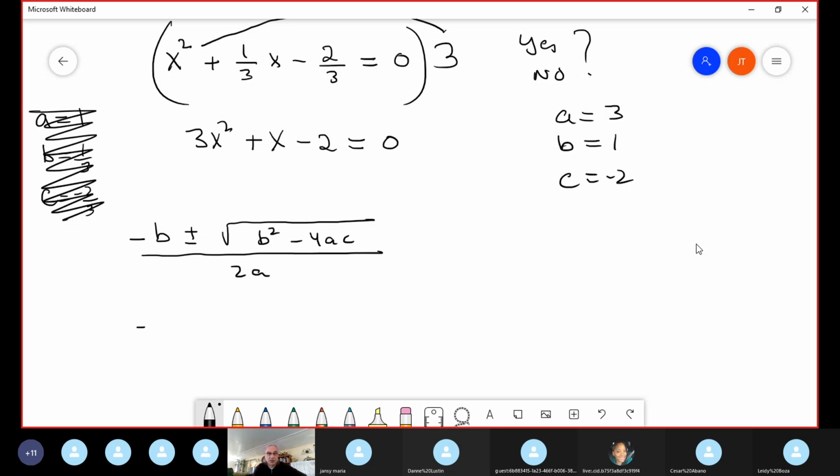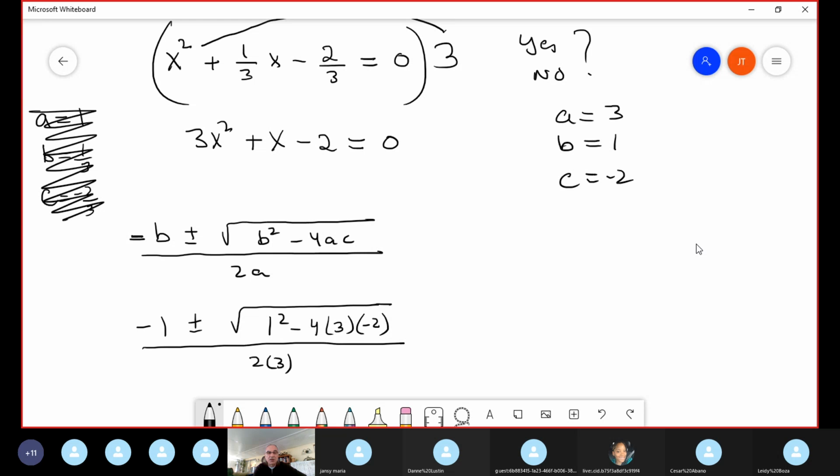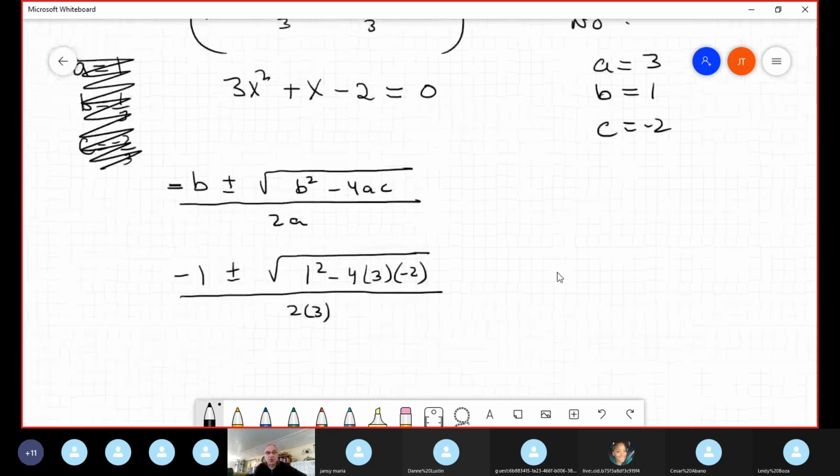In our example, it's -1 because b is 1, no? And the formula has a minus here. Plus and minus square root of 1 squared minus 4 multiplied by 3 multiplied by -2, divided by 2 times 3. Be careful with the sign. The sign is important in the formula.